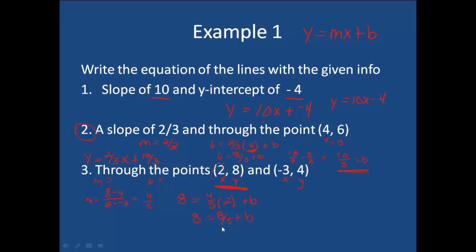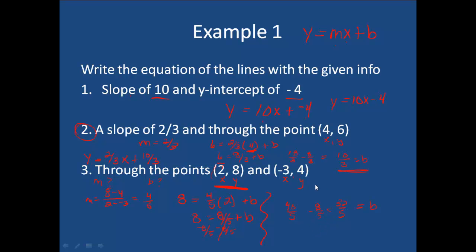I'm going to have to subtract 8/5 from both sides. And again, in order to subtract the fractions, I have to have a common denominator. My common denominator would be 5, so I'm going to have 40/5 minus that 8/5. So I'm going to have 32/5 is equal to my b.